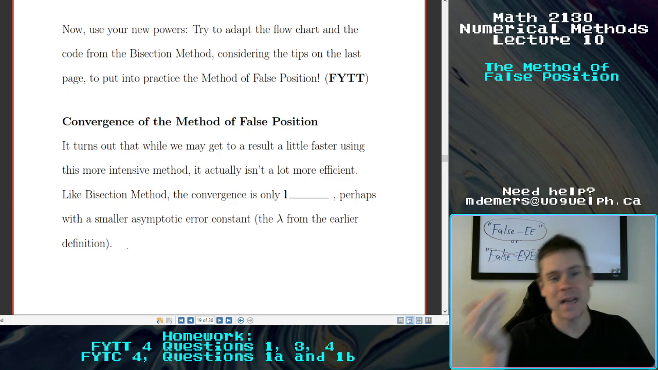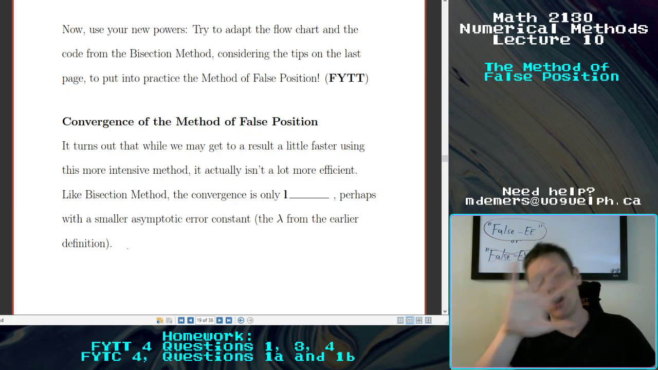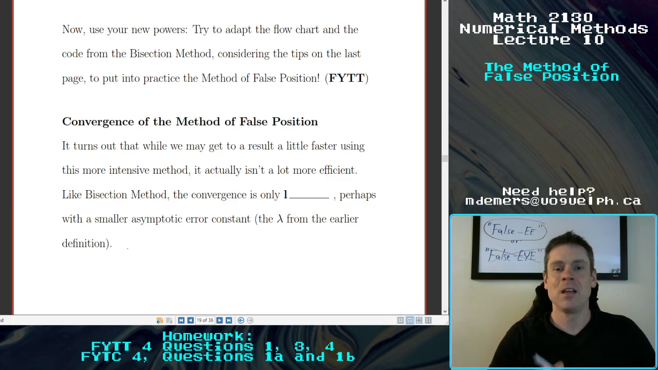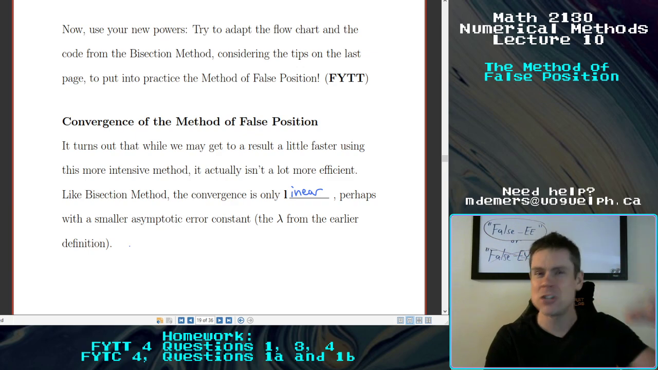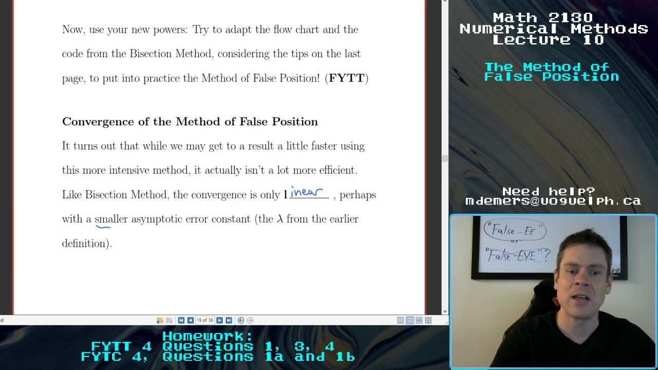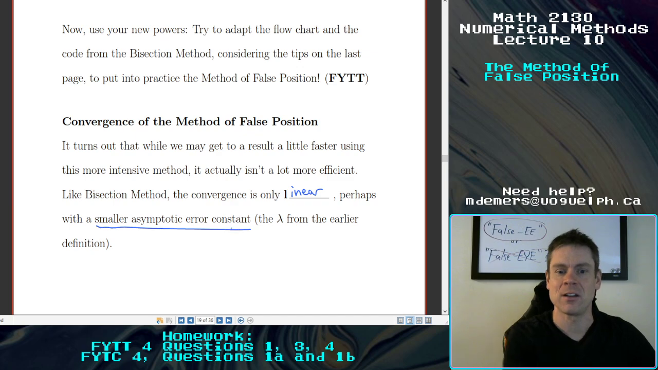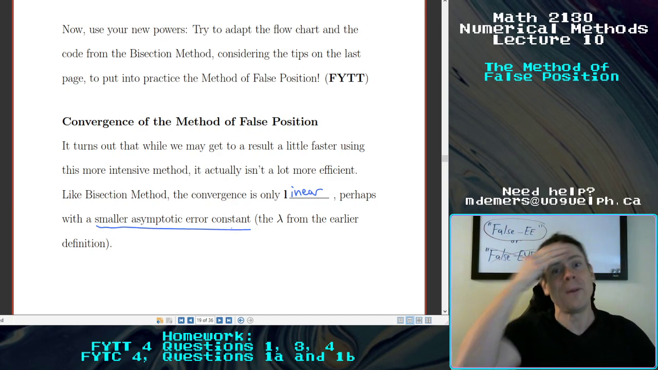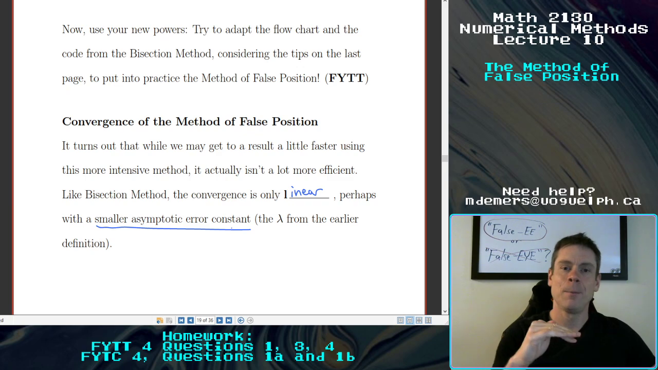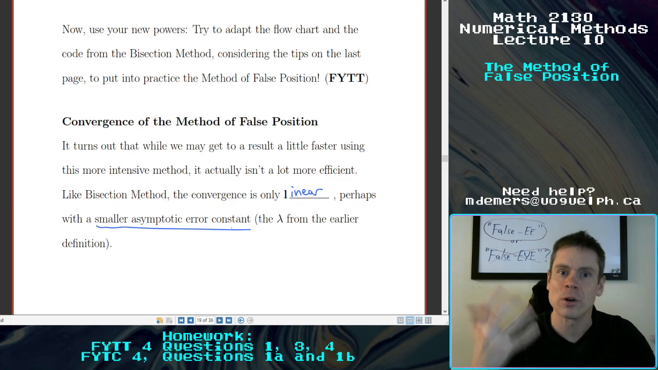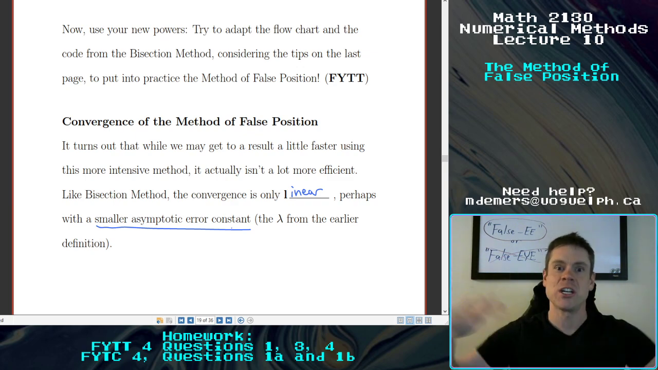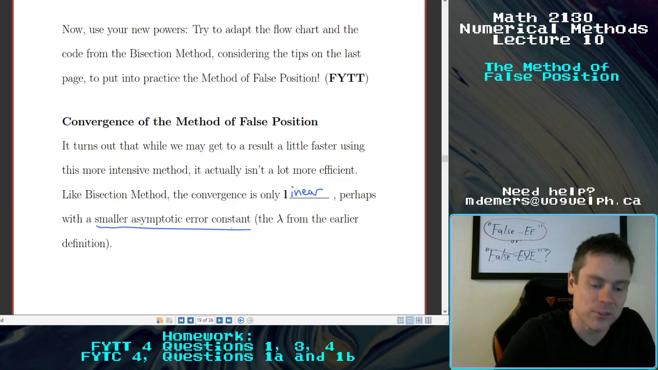In fact, it has been proven that despite the fact that on average it does a little bit better, the convergence for false position is still only linear, just like bisection method. But perhaps, if you remember back to our definitions of order of convergence, perhaps it has a smaller asymptotic error constant, the lambda in that definition. So minor improvements of speed, but it has the same order of convergence, the same overarching governance of how fast the algorithm works.